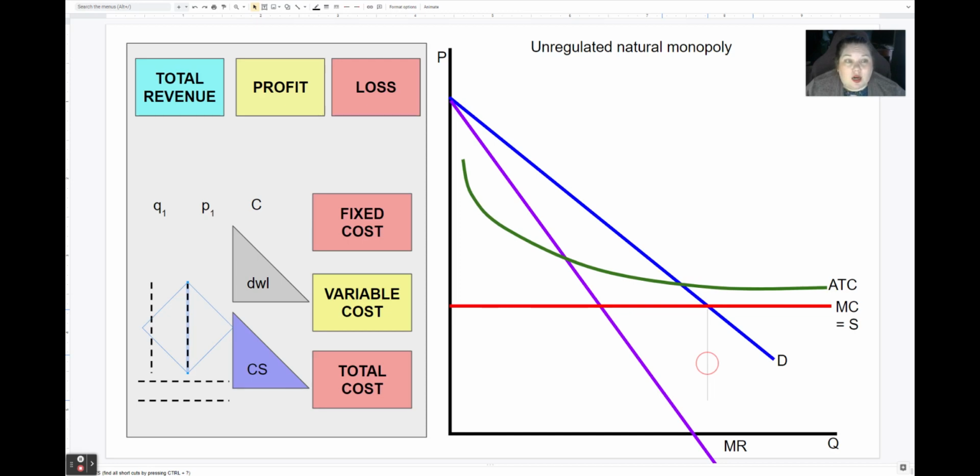So instead, our producer is going to be determining the quantity that they produce where their marginal revenue is equal to their marginal cost. So perfectly competitive firms, they would set the quantity and therefore the price where demand equals supply. Monopolies, they're going to set their quantity at the point where the last unit they make is equal to how much they earn from selling that unit.